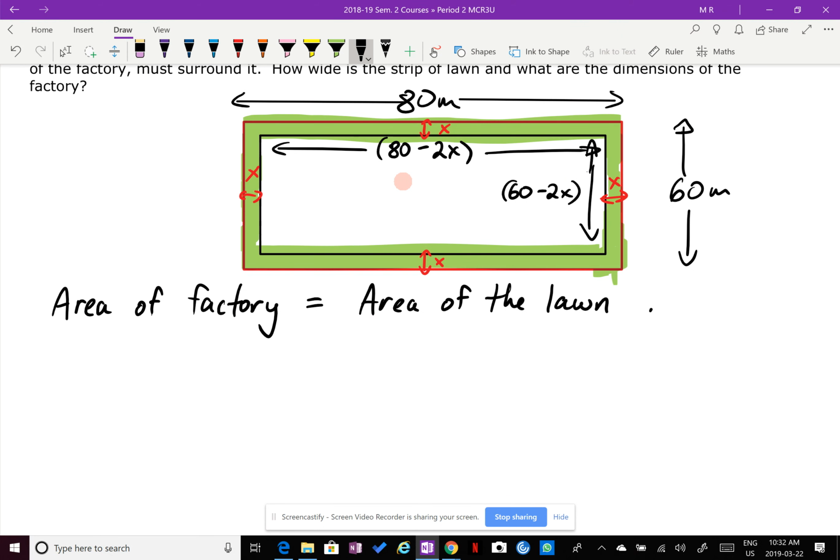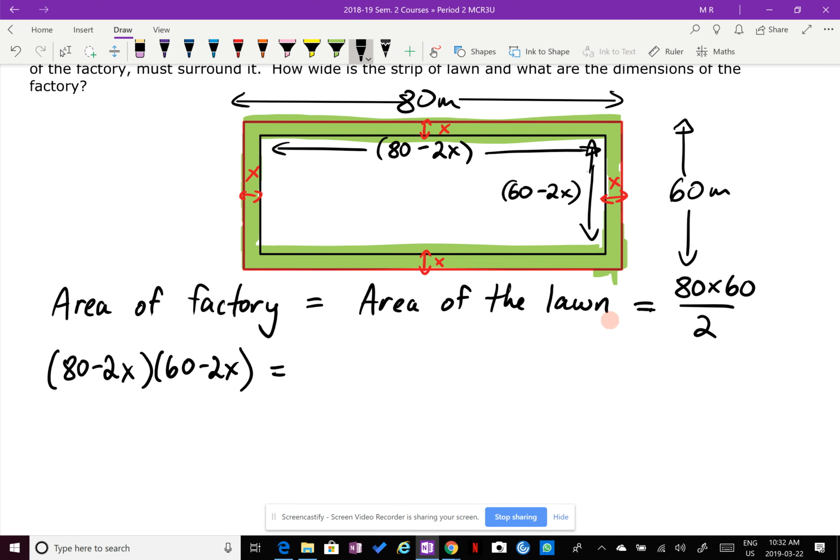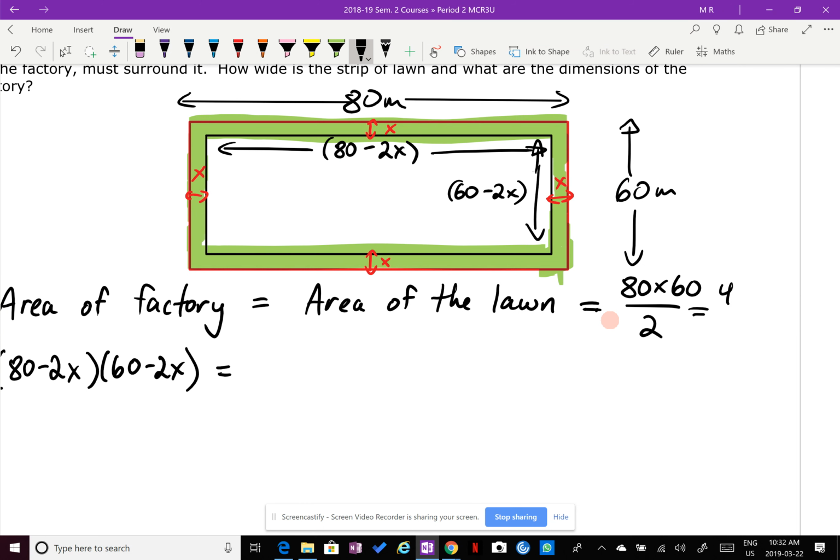Okay. And we know the area of the factory now is 80 minus 2x times 60 minus 2x. However, I don't know the area of the lawn. But being told that the area of the factory has to equal the area of the lawn, I can sort of infer that the area of the lawn must be half of the area of the entire lot. And the entire lot is 80 meters times 60 meters. Okay, and so 80 times 60 is 4,800. 4,800 divided by 2 is 2,400.